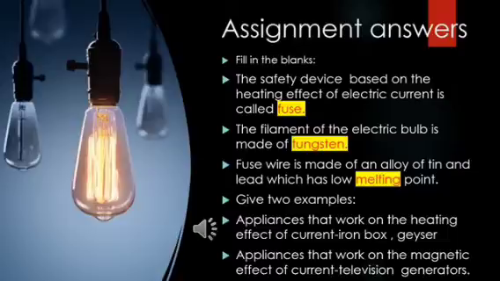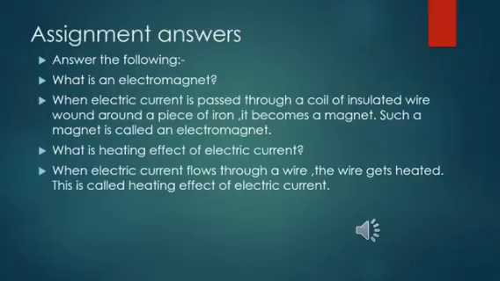Now give two examples of appliances that work on the heating effect of current. Iron box, geyser. You can give anything else also. Microwave, your heaters, etc. Appliances that work on the magnetic effect of electric current are television and generators. Now the next one was answer the following.